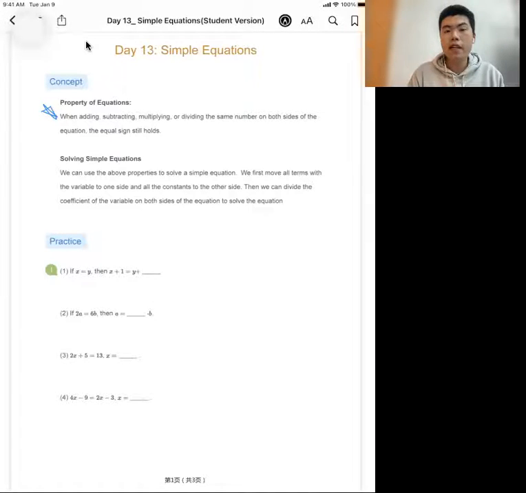And then how can we solve simple equations? We can first move all the terms with the variables to one side, and all the constants to the other side. And then we can divide both sides by the coefficient of the variable so that we can solve the equation. Okay, so let's first look at the practice.